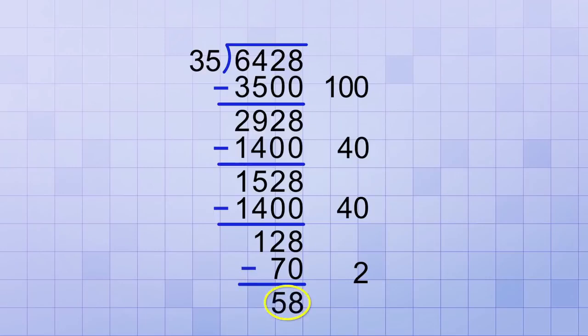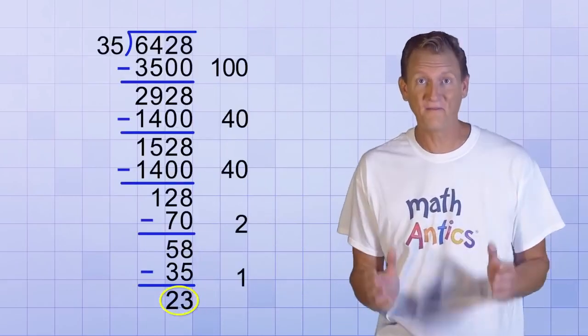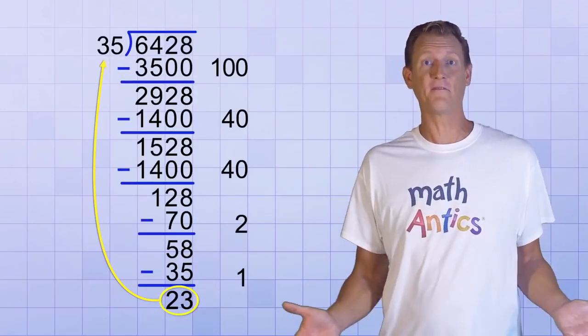That remainder is still bigger than the divisor, so it looks like we could divide one more 35 into the remainder. So let's pick 1 as our next and hopefully final partial answer. 1 times 35 equals 35, and 58 minus 35 equals 23. Great! Our remainder is finally less than our divisor, so we're done dividing.